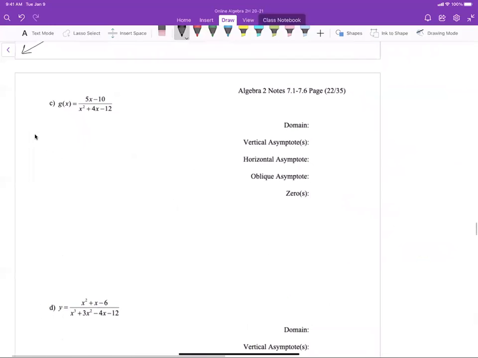All right, let's do another one. Let's go ahead and factor this. On the top, I can factor out a 5. And on the bottom, I have x plus 6 times x minus 2. That will simplify to 5 over x plus 6. Okay, domain. Remember, we look at the factors before we simplify to define what makes my denominator 0. So x cannot equal -6 or +2.